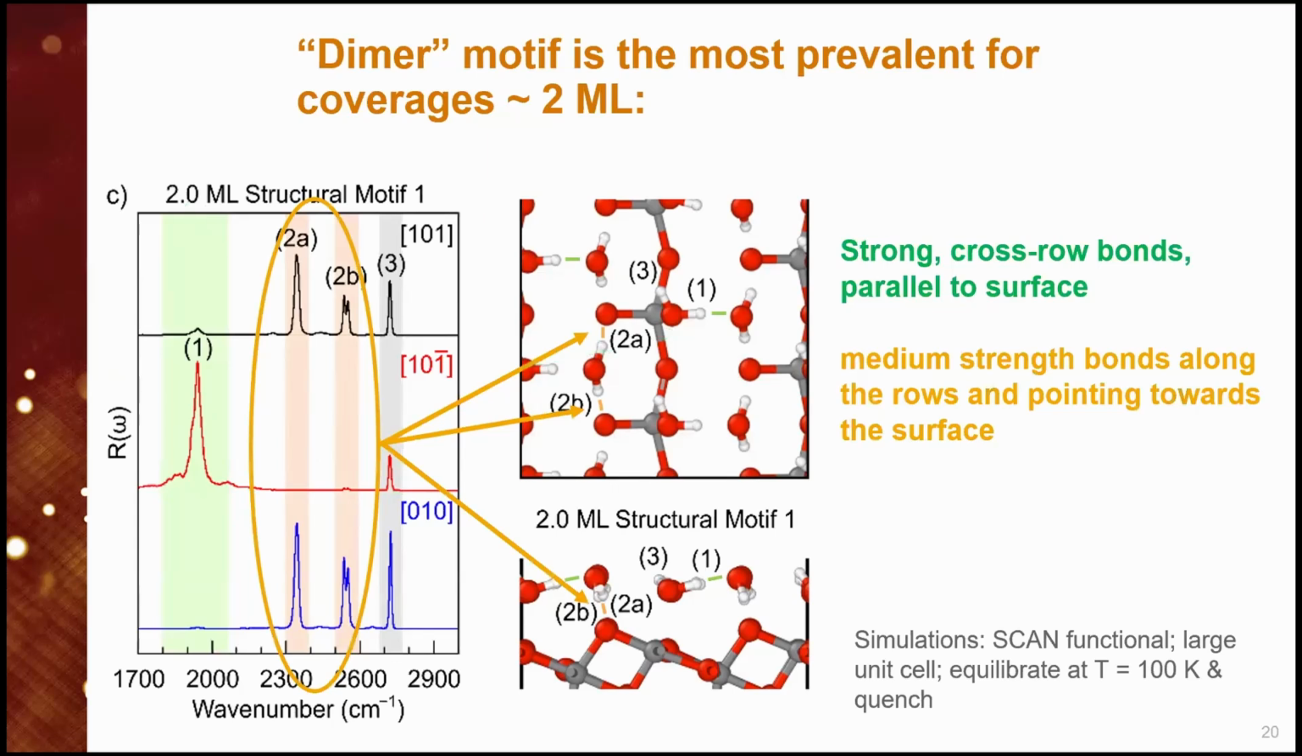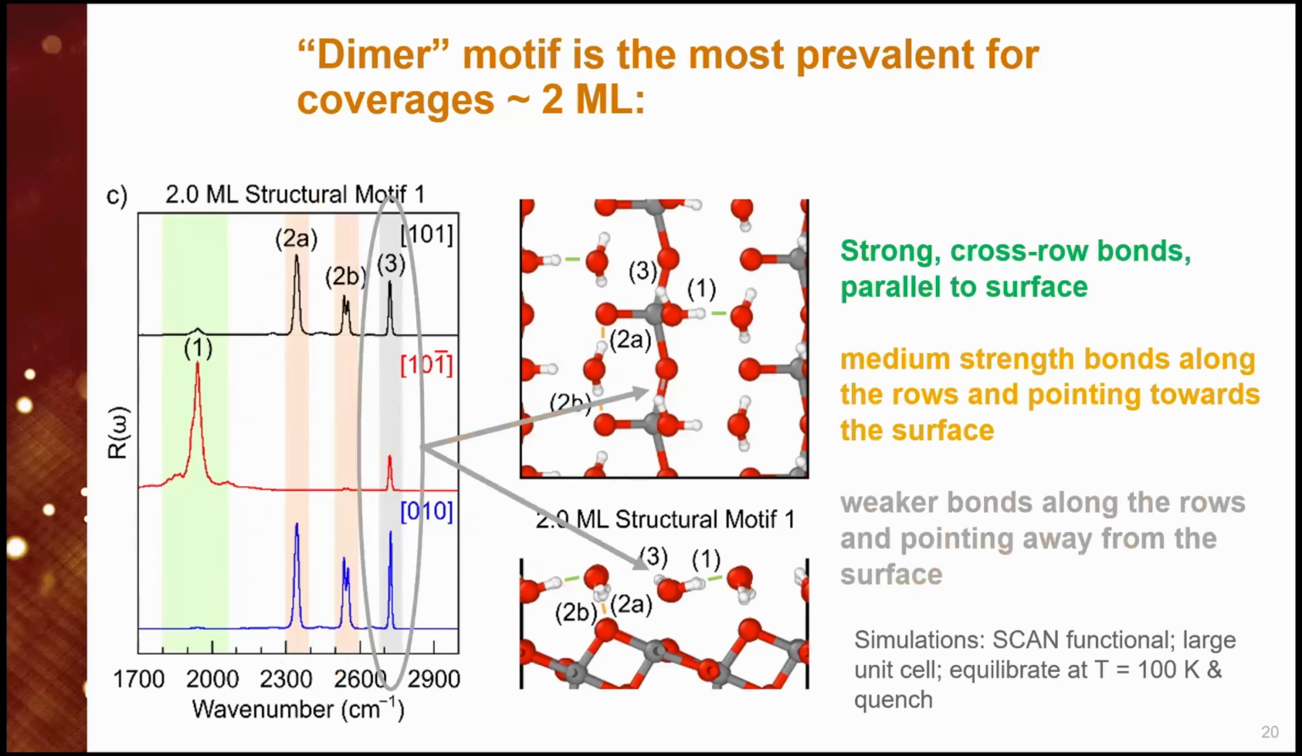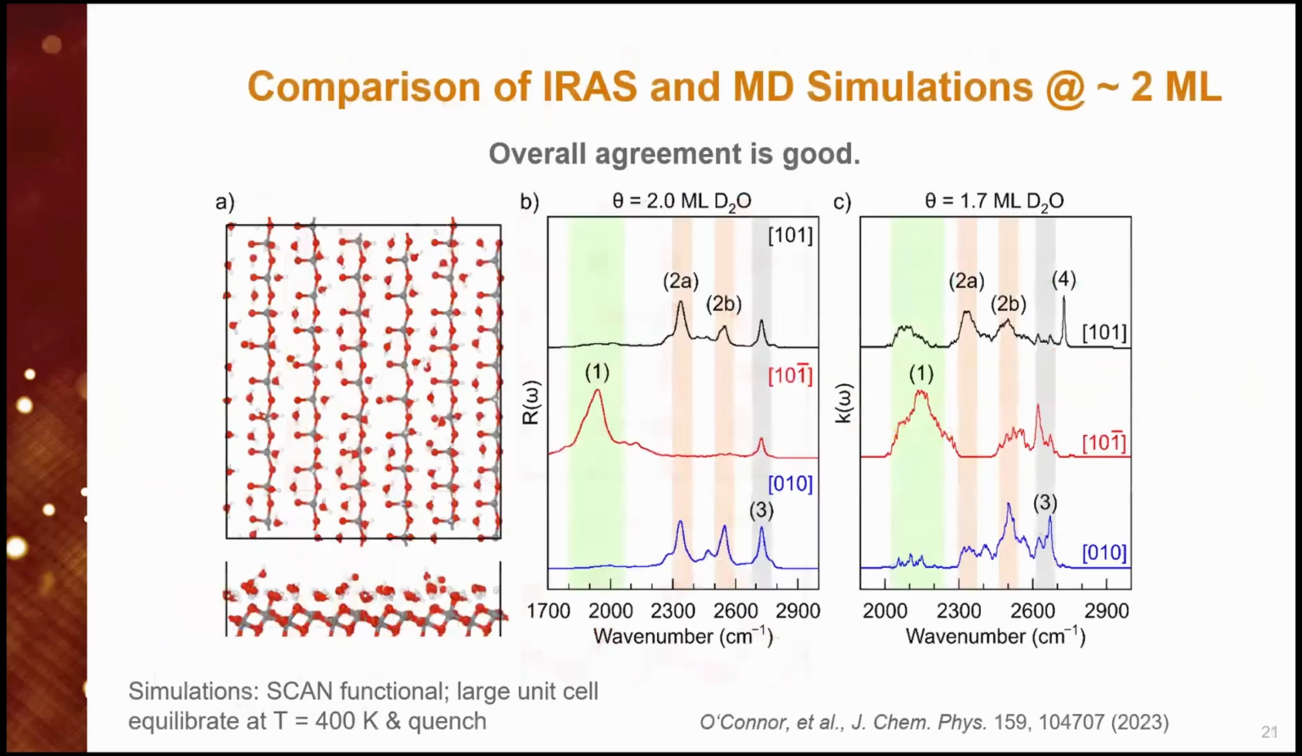These hydrogens that point down, right, towards the bridging oxygen, that's what gives us these two peaks in the middle. And then these ones that point along the row, right here, are the ones that are responsible for that up there. So you're really starting to pick out in some detail what the structure is for this water adlayer. Okay, and again, the overall agreement is really quite good.